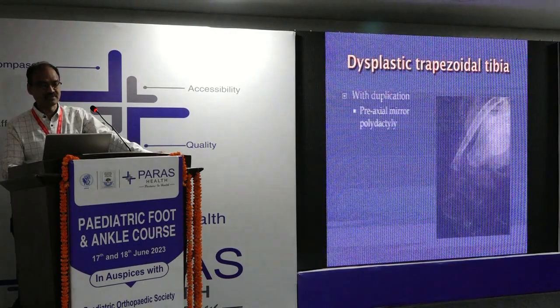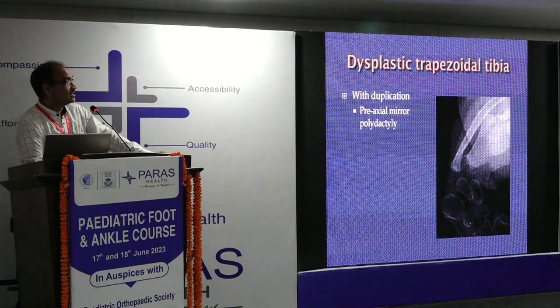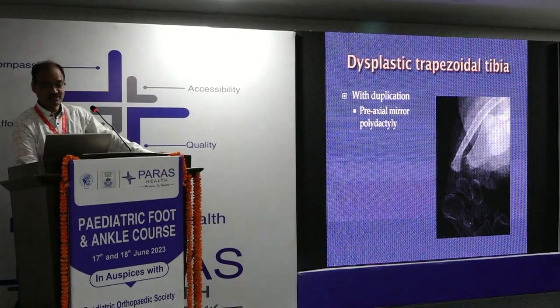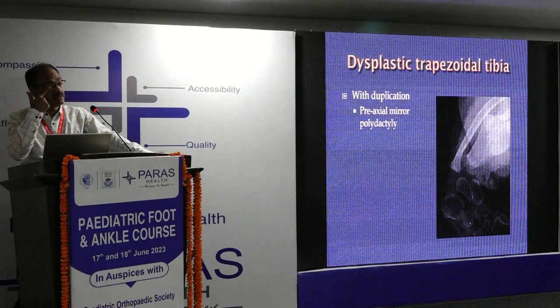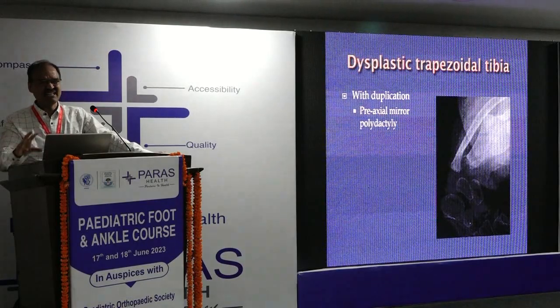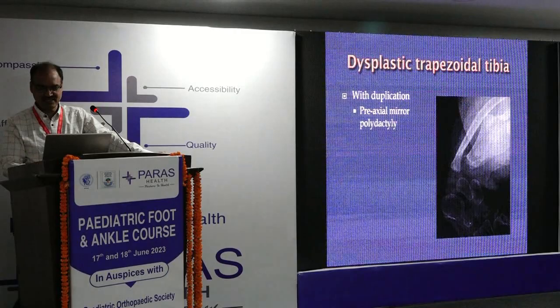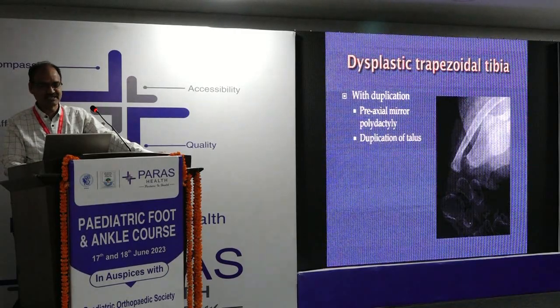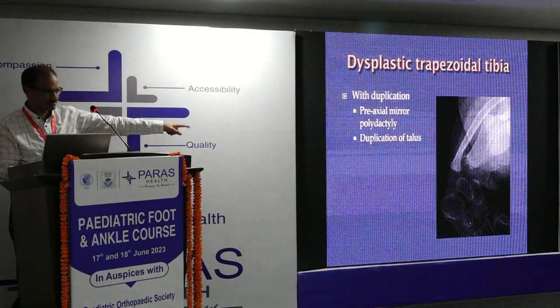Or a fused talus. In the case of the dysplastic trapezoid tibia, the pre-axial mirror polydactyly will have duplication of the talus with duplication of the metatarsal. Again, we can see a single calcaneum and double talus.